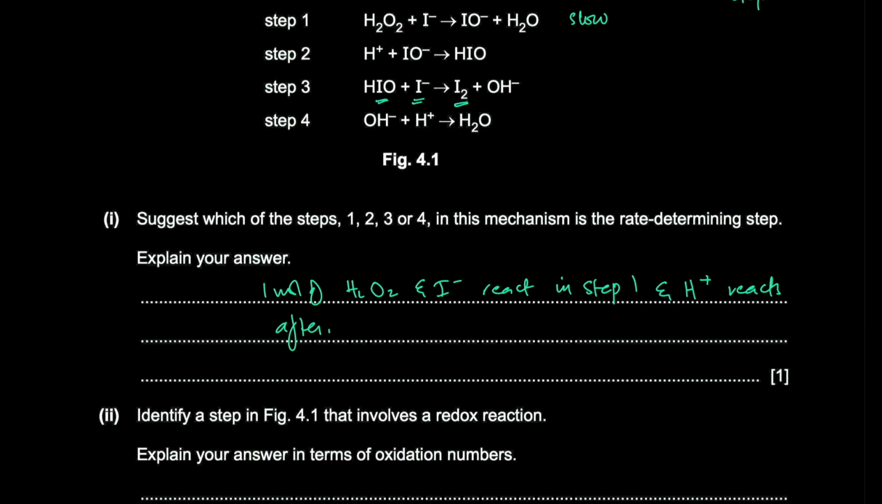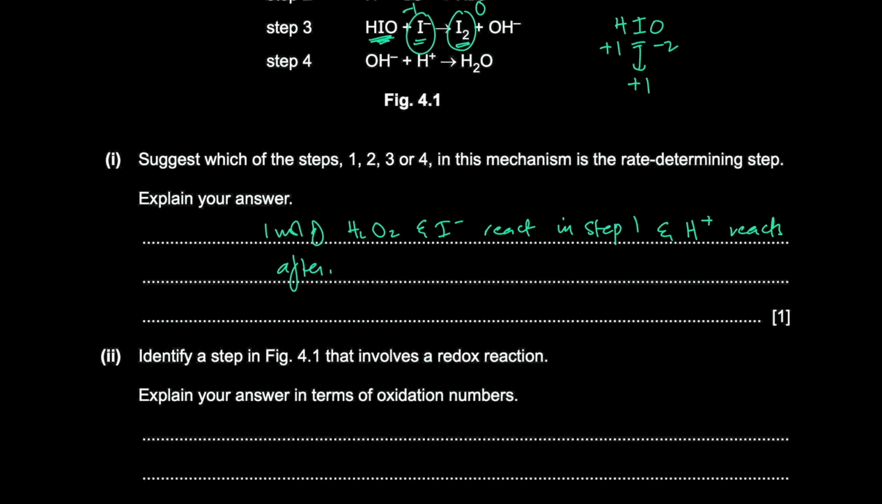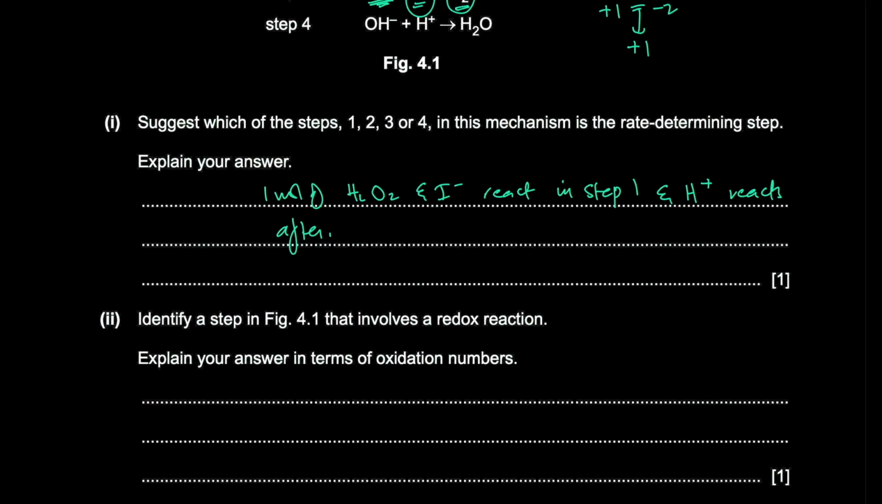What are the changes in oxidation number? In HIO, iodine is +1. You can figure that out. Hydrogen is +1, oxygen is -2. 1 minus 2 is -1, which means that iodine must be +1. Here iodine is -1, and then here iodine is 0. So iodine is being reduced from +1 to 0 and is being oxidized from -1 to 0. So in terms of oxidation numbers, that would be step 3.